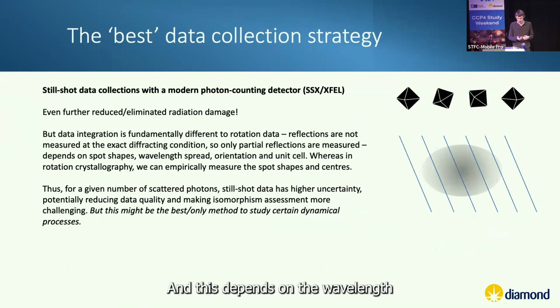This depends on the wavelength spread, the spot shape, and the orientation of the unit cell. So this gives us an additional level of uncertainty. Unless we can fully model that, the still shot data has higher uncertainty for a given number of scattered photons, and this can potentially reduce data quality and make the isomorphism assessment more challenging.